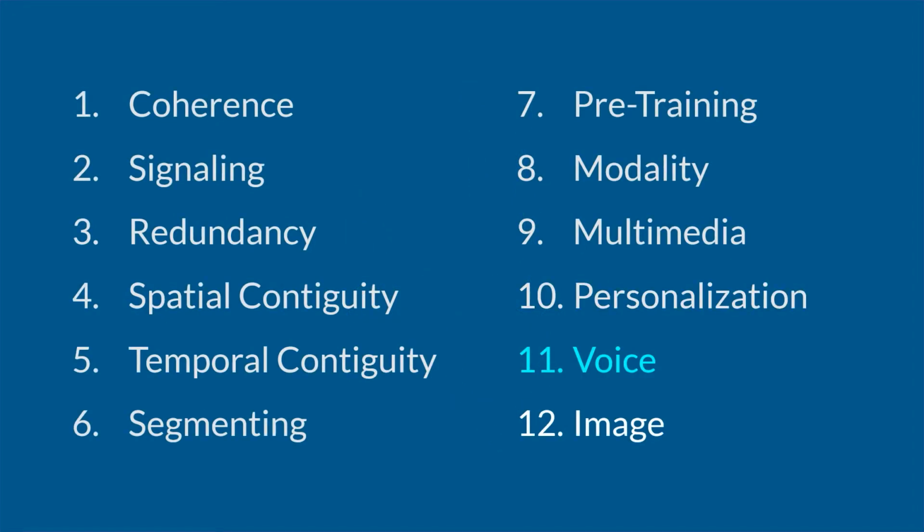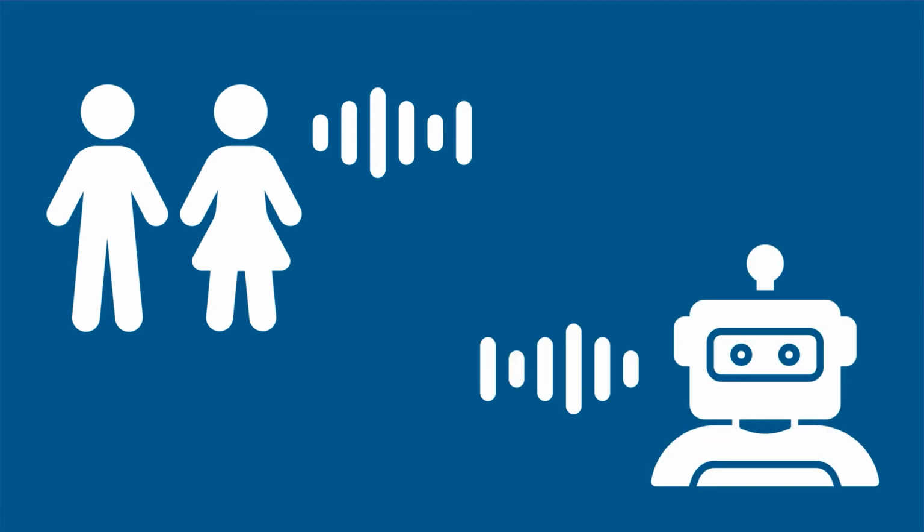The voice principle is the 11th multimedia principle. It states that human voices are more effective for learning than using machine voices. This is in part because of emphasis, inflection, and tonality available in the human voice that is not yet present in computerized voices. This means that instructional videos should be narrated by humans rather than utilizing a computerized voice wherever possible.